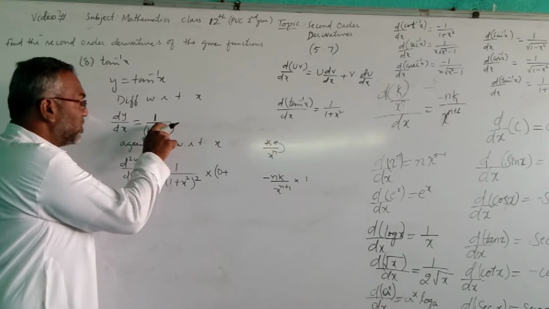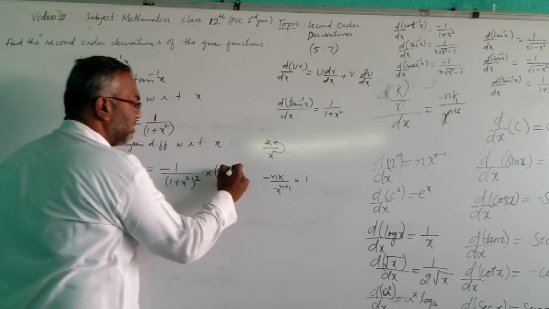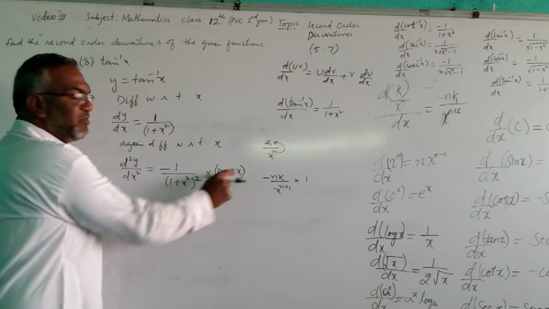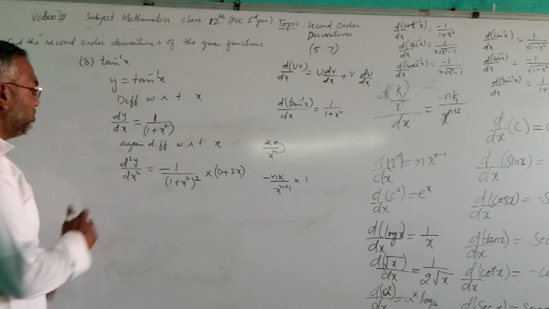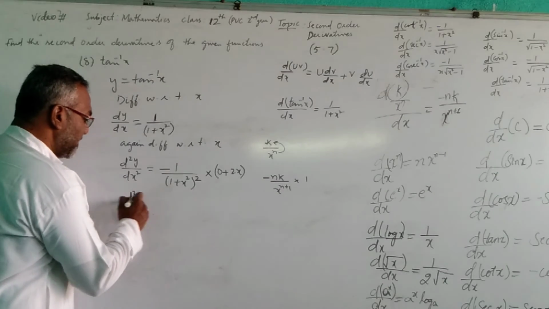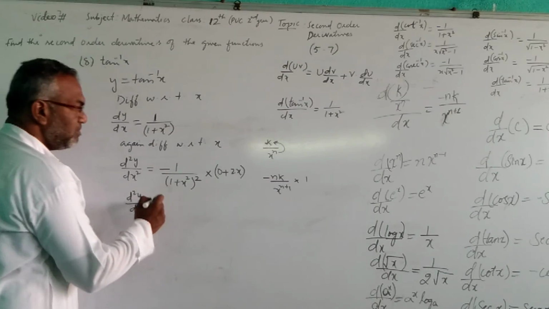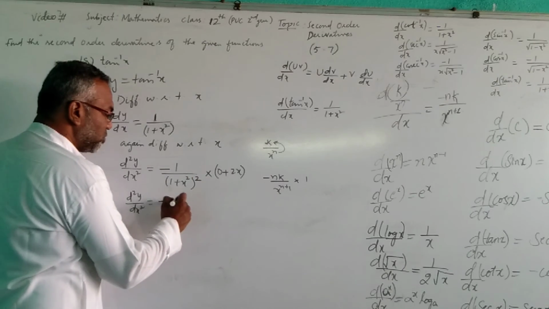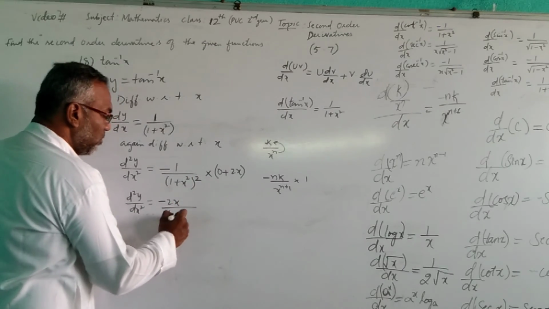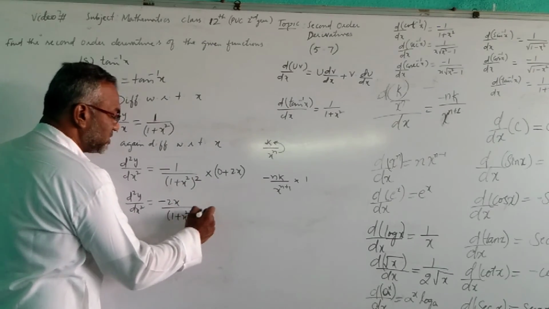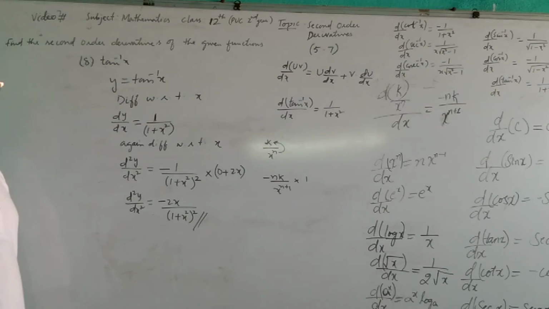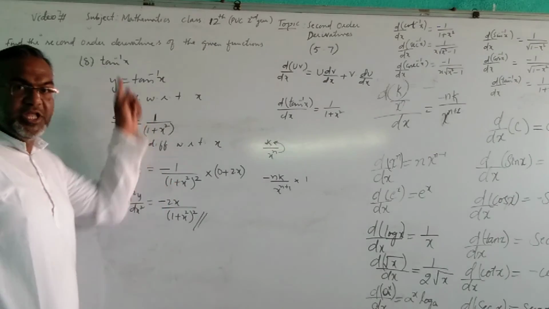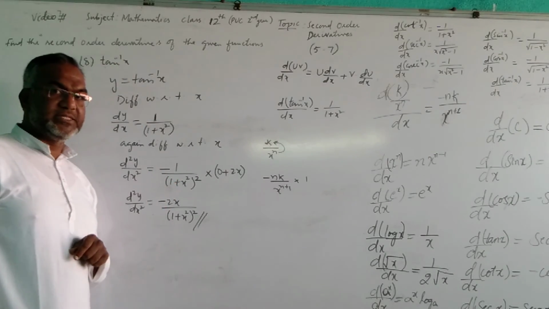It is same as x raised to n. Multiply this 2 here, it will become 2x. Differentiation of x square is 2x, right? This is complete. Now, therefore, d square y by dx square is minus 2x divided by 1 plus x square whole square. This is the final answer. This is the second order derivative of tan inverse x.